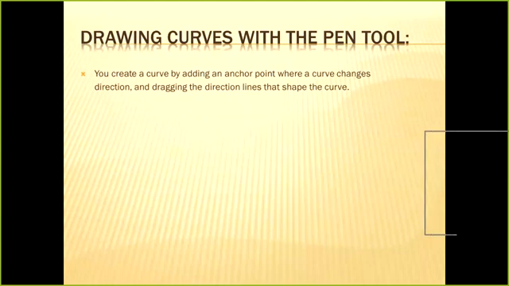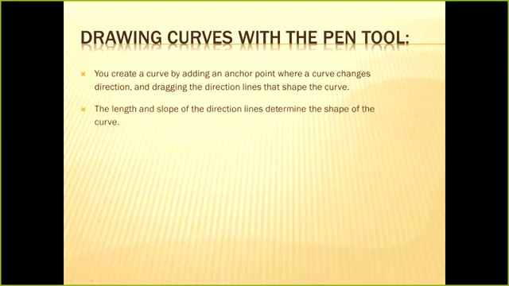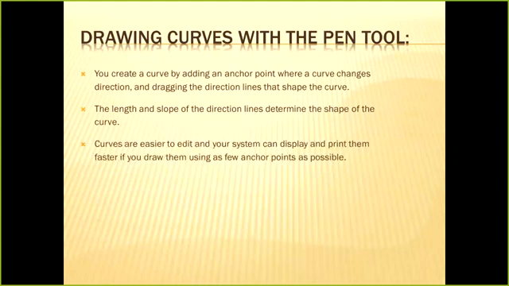There we go. Okay. You create a curve by adding an anchor point where the curve changes direction and dragging the direction lines that shape the curve. So now we're talking about curve sections. The length and slope of the direction line determines the shape of the curve. Curves are easier to edit, and your system can display and print them faster if you draw them using as few anchor points as possible.